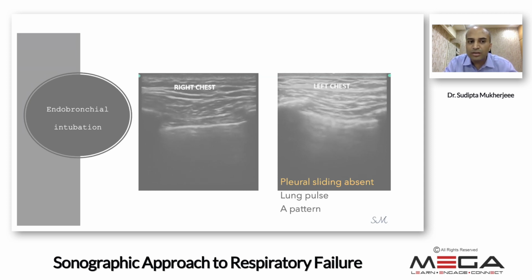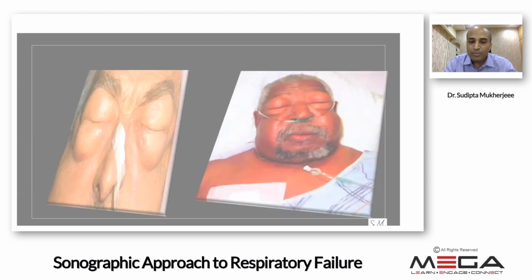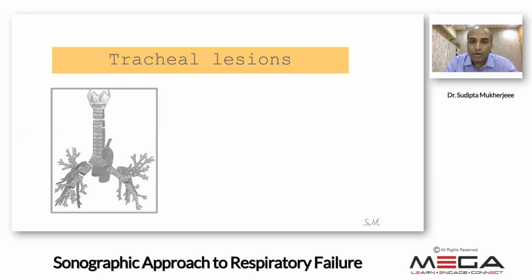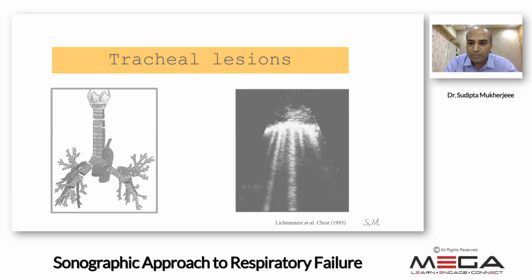So by this, we can diagnose an endobronchial intubation also. We may get our patients like this, and we will suspect a subcutaneous emphysema. It can happen in intubated patients. So if there is a tracheal injury, we'll get vertical lines, not from the pleura, but from the subcutaneous tissue, like this. And this indicates that there is air in the tissue, and we cannot evaluate the deeper structure because of the artifact. So we can diagnose subcutaneous emphysema also.